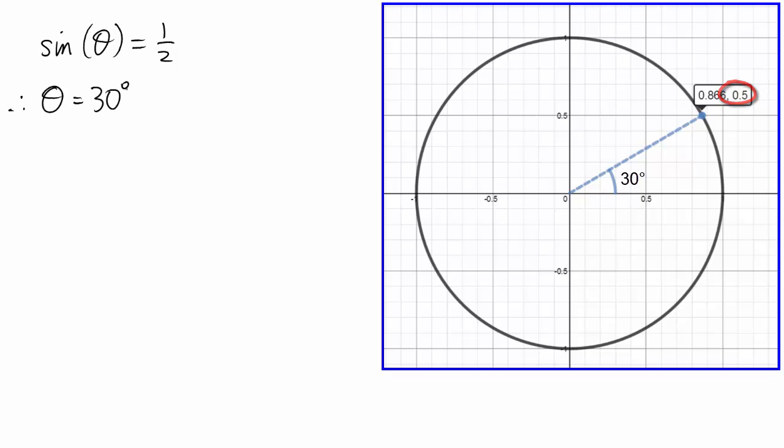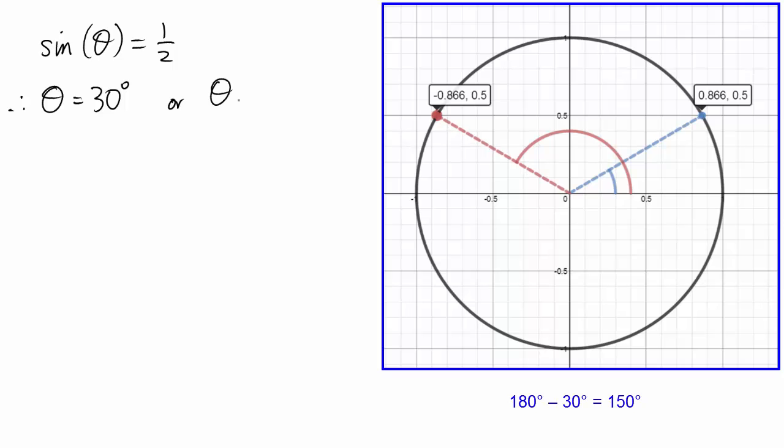By considering the unit circle, you can see there'll be another solution too. We want the second coordinate of our point to be a half. So if we look at the graph of y equals a half, there are 2 points where this line crosses the circle. One is at 30 degrees, which we saw earlier, but the other one is reflected over into the second quadrant. So let's go over to 180 degrees and work backwards 30 degrees. So another solution to the equation is theta equals 150 degrees.